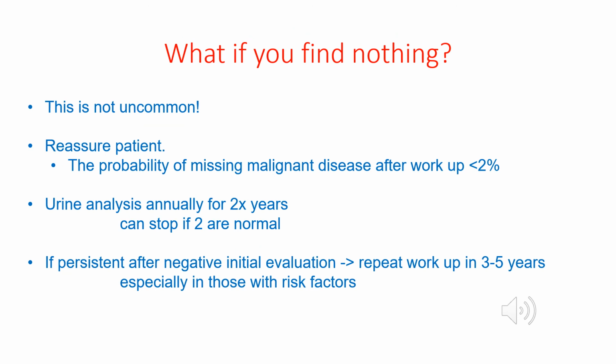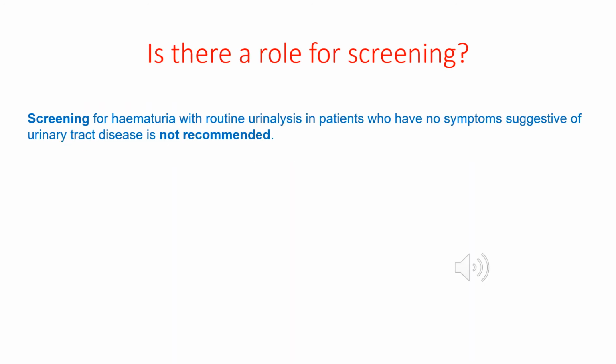So what if you do all the workup and you find nothing? This situation is not all that uncommon. You reassure the patient because the probability of missing malignant disease after a complete and appropriate workup is less than 2%. And you're not going to stop and do nothing. You do keep an eye on them for the next few years. So you do a urine analysis annually for the first 2 years, and if persistent after negative evaluation, you repeat your entire workup in 3 to 5 years, especially in those with risk factors. Given that the presence of hematuria is concerning for malignancy, you may be wondering whether there is a role of screening. Currently, screening for hematuria with UA in patients who are asymptomatic is not recommended and not part of any guidelines.